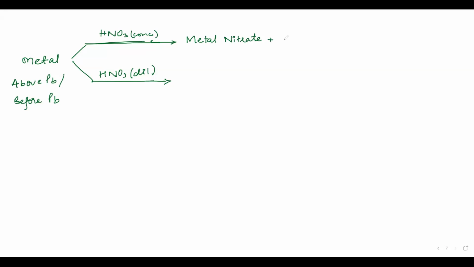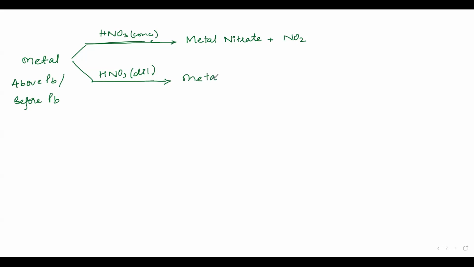Plus, now this thing is important, NO2. We already knew that it will form NO2 because whenever it is concentrated, there is only one thing that it can do, it can form NO2. And H2 will be there, we will do that while balancing. Now for dilute, the case of dilute is important.